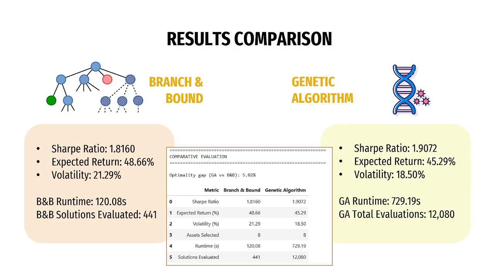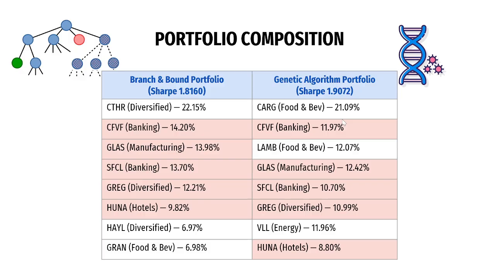The GA Sharpe is higher than branch and bound, and this is not a contradiction. Branch and bound explored only 441 out of billions of possible subsets before hitting the 120-second time limit. The genetic algorithm's 1280 evaluations covered a much wider search space and discovered better sector combinations that branch and bound's greedy initialized truncated search never reached. The optimality gap is 5%.